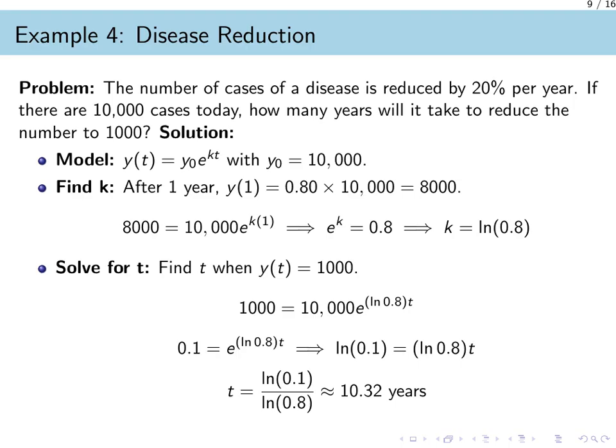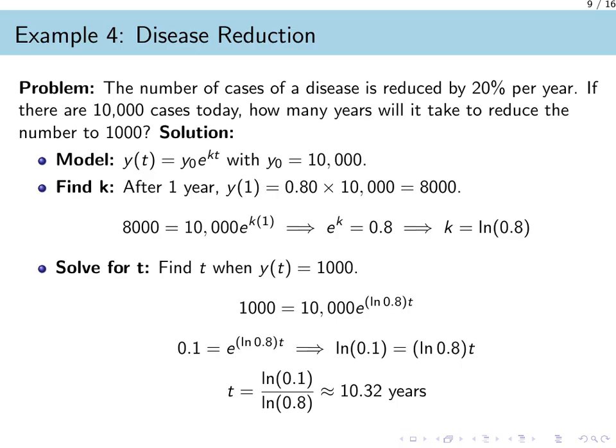Let us apply our exponential model to a decay problem to see how long it takes for a disease to decline to a certain level. We begin with our standard equation, y of t equals y naught times e to the power of kt, and set the initial number of cases, y naught, to 10,000. The next step is to find the specific decay constant, k.